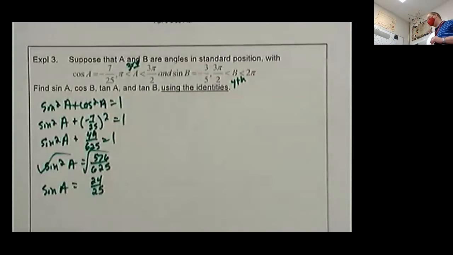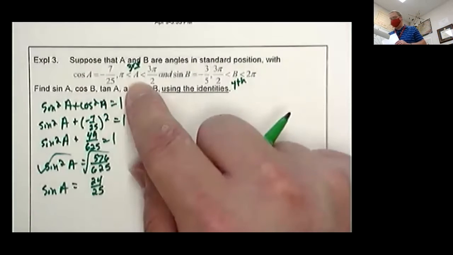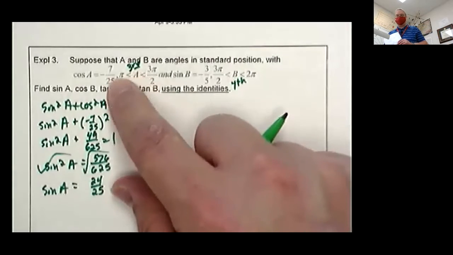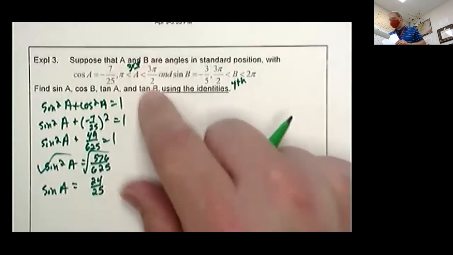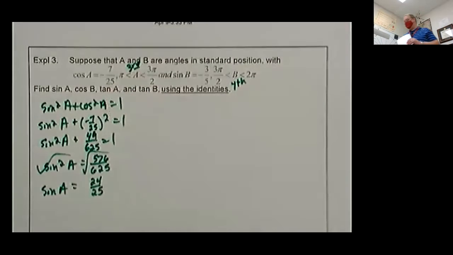Now we need to figure out which sign it is, plus or minus. Well, we're going to recall that angle A is in the third quadrant because it's between pi and 3 pi halves, 180 and 270. And we know sine in the third quadrant has to be negative. So this has to be a negative 24/25.